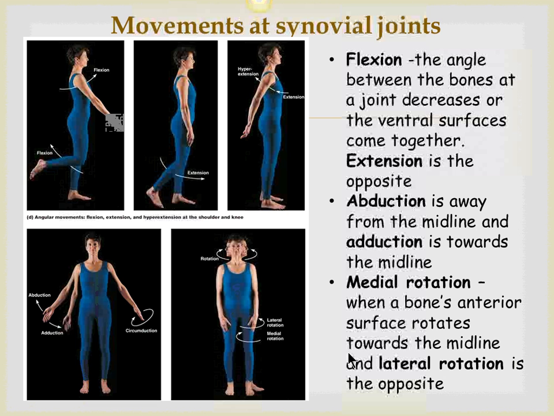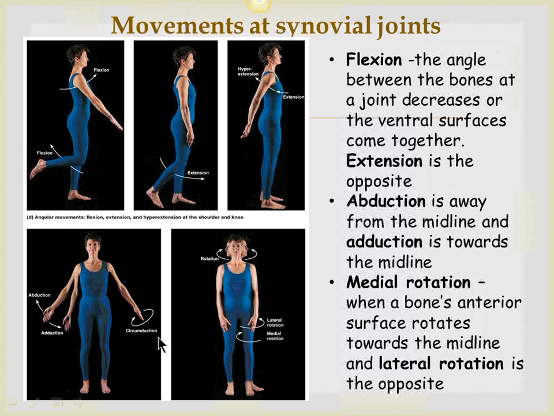So here are some of these movements which are shown. Here you can see flexion. At the knee, the angle between the bones which form the joint decreases, or the ventral surfaces come together. Extension is the opposite, when you make it straight. Abduction is taking it away from the median plane. Adduction is bringing it towards the median plane. Remember I said medial rotation is when the bone's anterior surface rotates towards the midline, and lateral rotation is when it goes away from the midline.